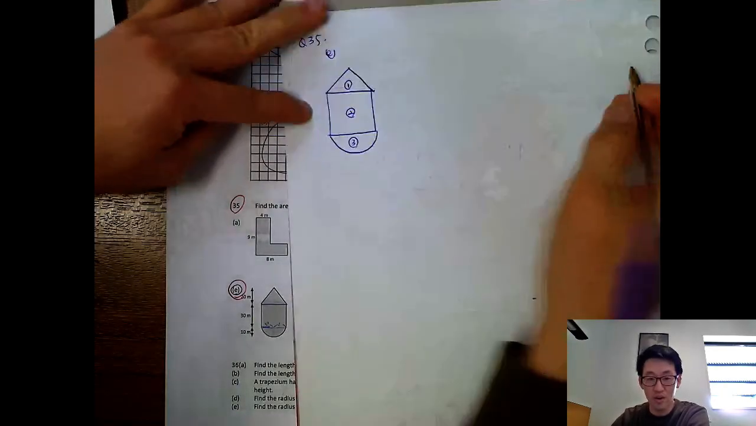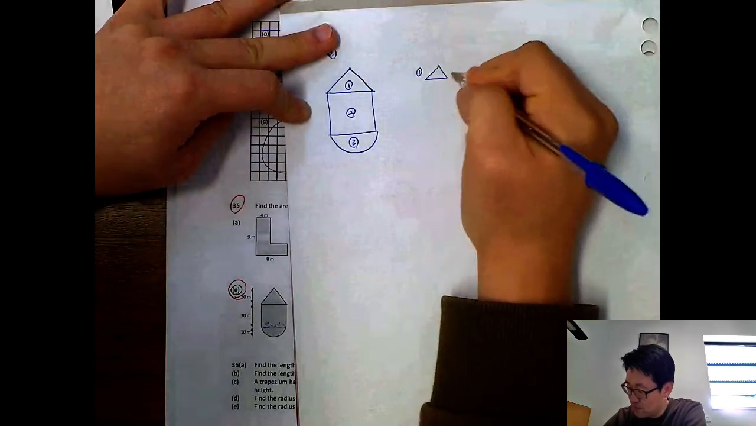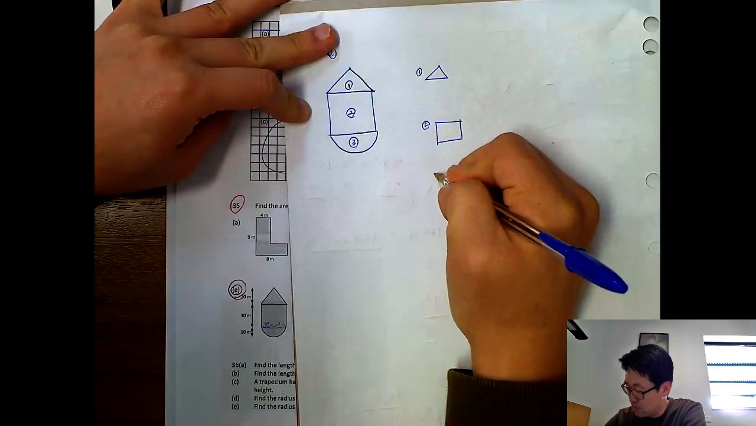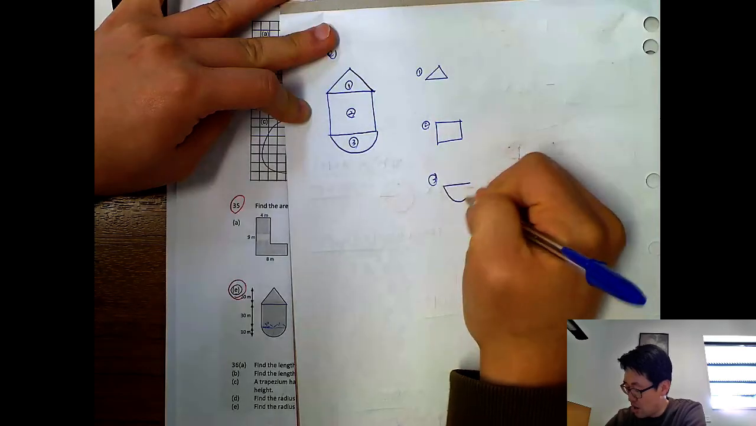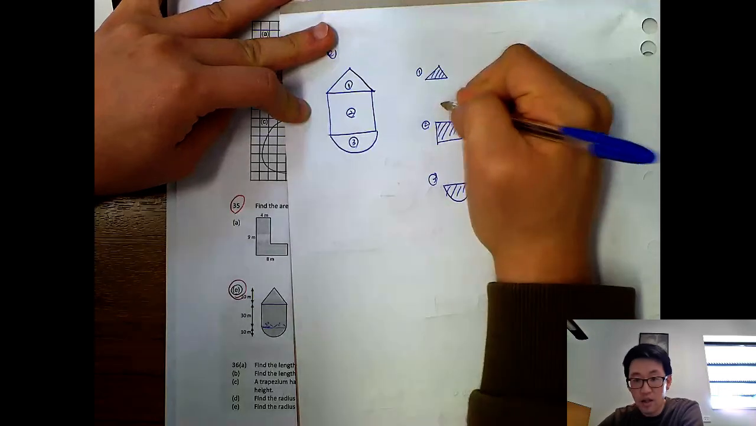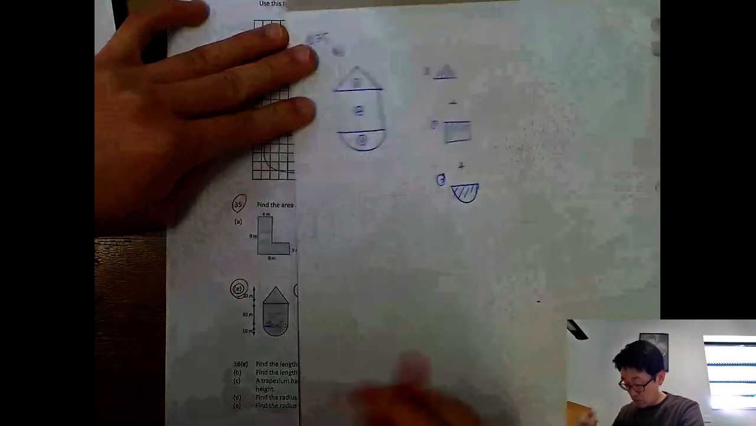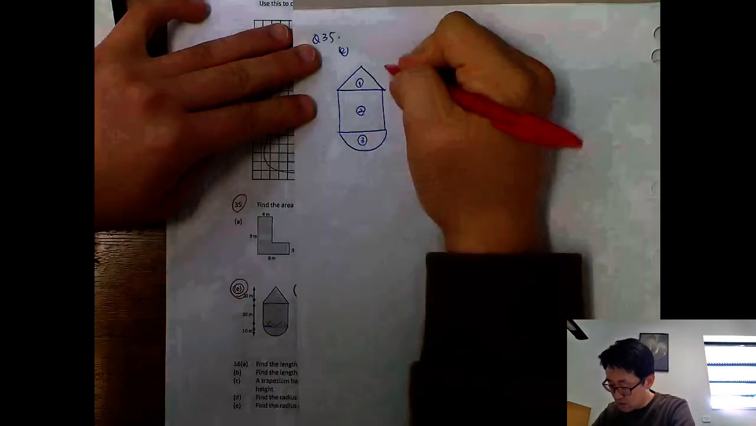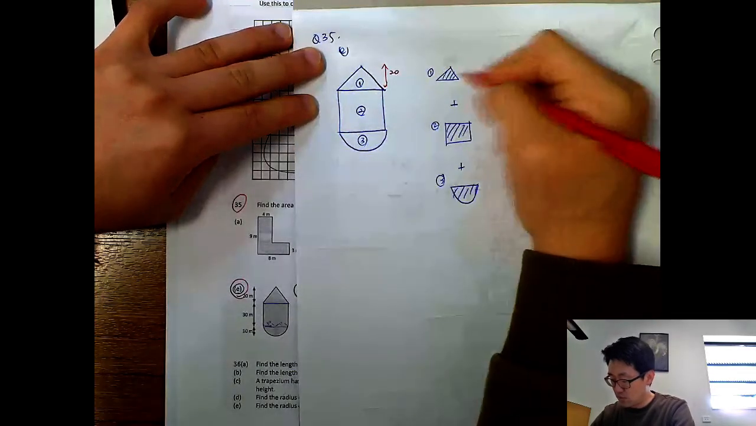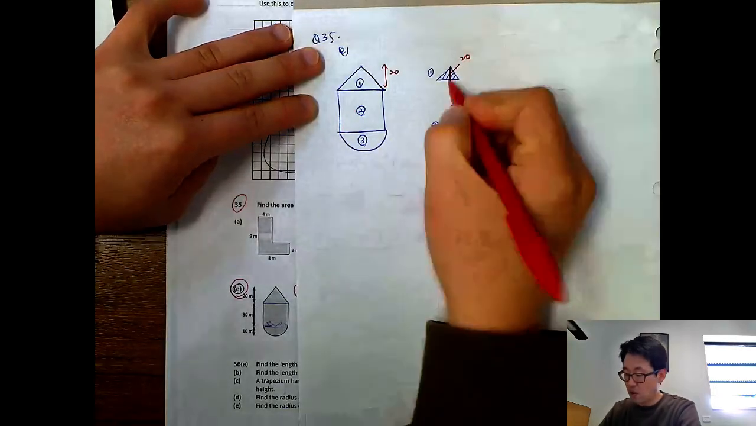Yep, good. So all I need to get: triangle, number 1; rectangle, number 2; half circle area, number 3. And then I add those 3. Good. To get that, I need to know, they said, that's 20, isn't it? Yeah. So for the triangle, the height is 20. What about the base?